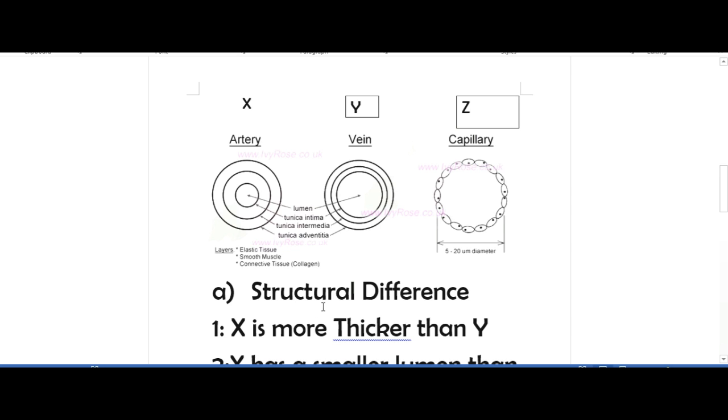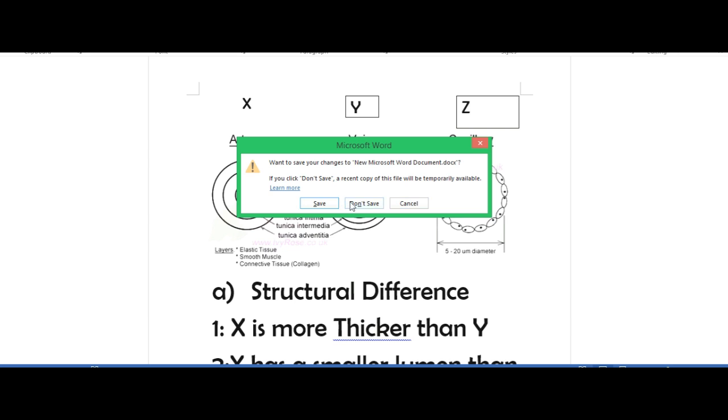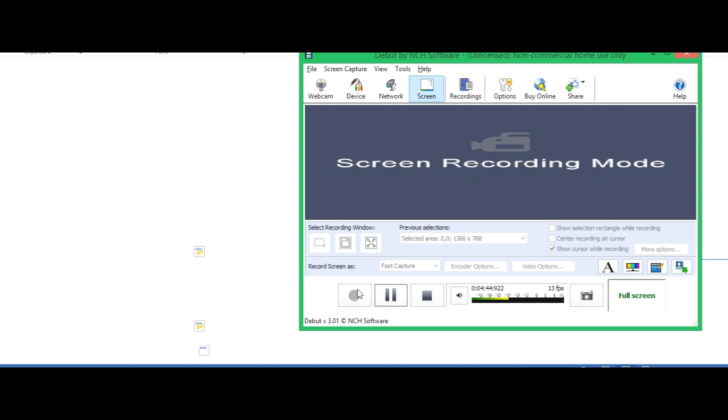And for the vein, it's different. Alright, that's pretty much everything.